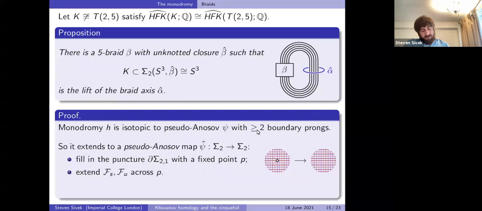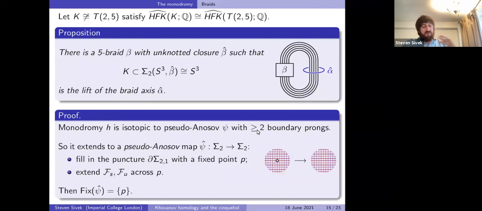The point being that you fill in the puncture with, you just say, let's add a point there and let's make it a fixed point to the map. And then because we had at least 2 boundary prongs, you can extend both of the stable and unstable foliations across that point. So here's our punctured surface. The red and blue lines are maybe a foliation with 2 boundary prongs each, and you just sort of complete them like I've shown here.